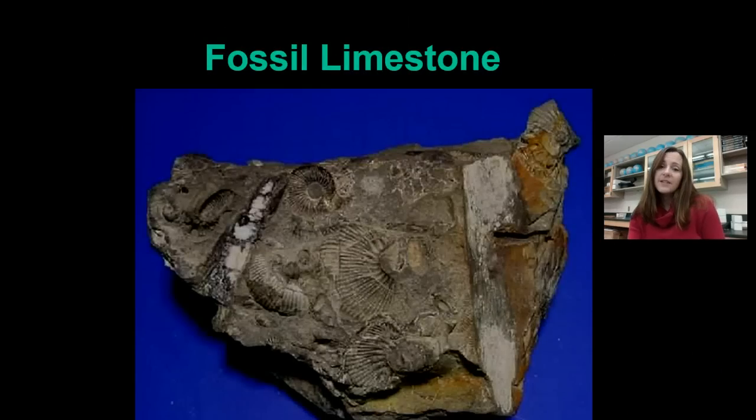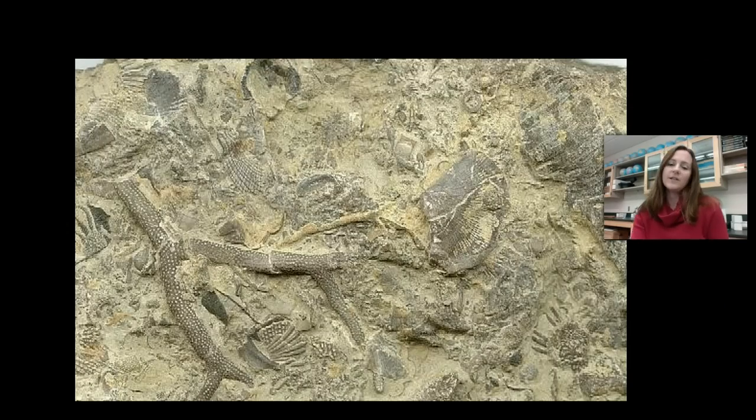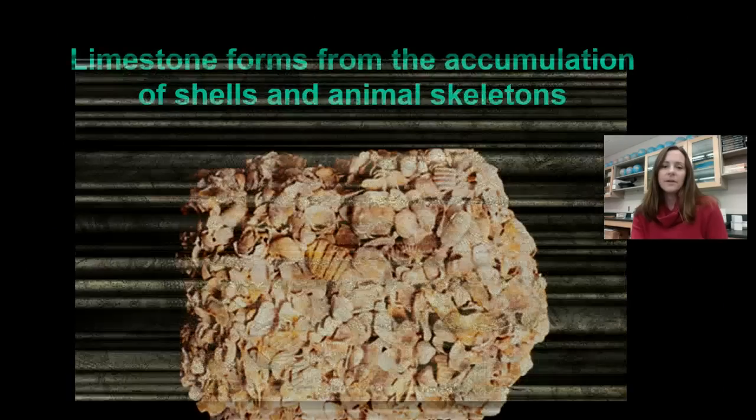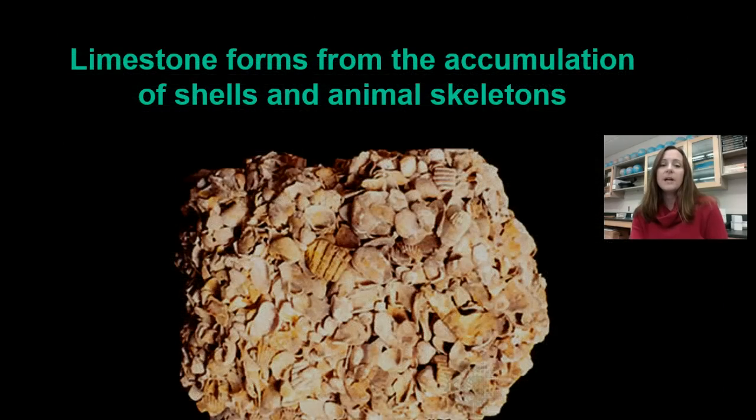Here's a picture of a fossil limestone, and you can see the shells and the fossil remains are in the rock, and so that rock is a sedimentary rock known as fossil limestone. Here's another picture of the fossils in a rock. And here's a picture of limestone that has been formed from the shells. And you can see it's literally the fragments of shells that are cemented together.